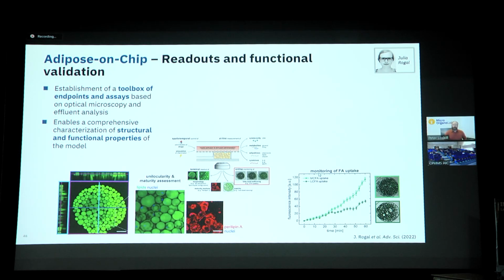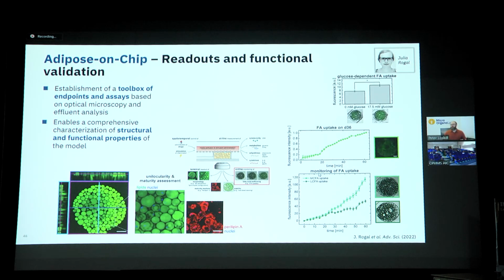So we monitored the fatty acid uptake by feeding the system with a fluorescent fatty acid, and then using live-cell fluorescence imaging to see how these adipocytes take up the fatty acids. We did that after 1 week, but we can also do that after more than a month. And we can see that the adipocytes are still functional even after 1 month of culture in the system.